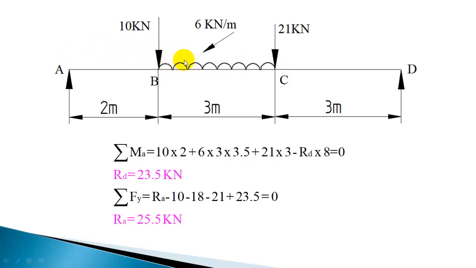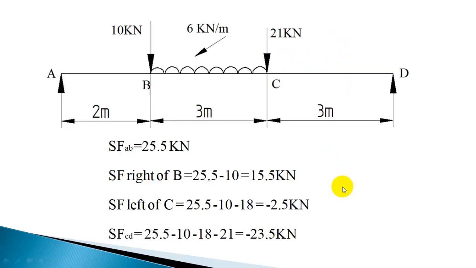For the section BC, since the UDL is acting immediately right of B and immediately left of C, you can calculate the shear force, and there will be linear variation for shear force. And for the section CD it's constant. So let us calculate the shear force. For the section AB, anywhere between A and B, the shear force is going to be the reaction RA, which is 25.5 kilonewton. That is the shear force for the section AB.